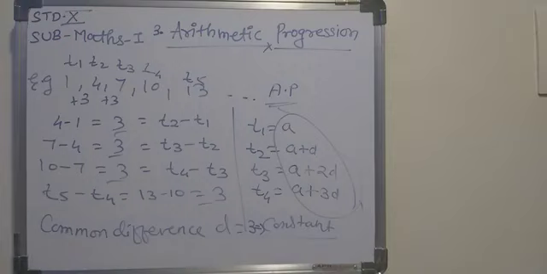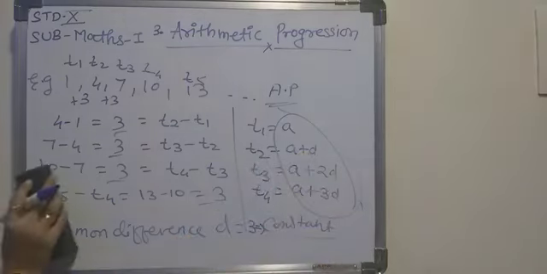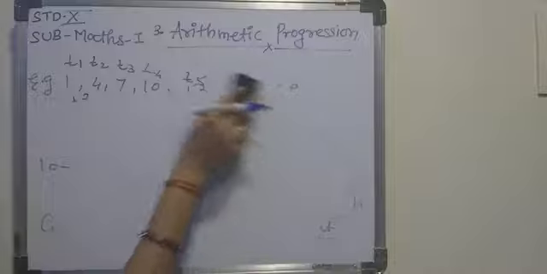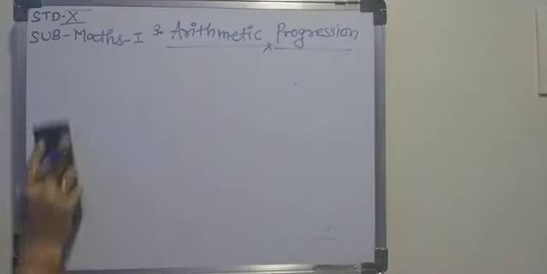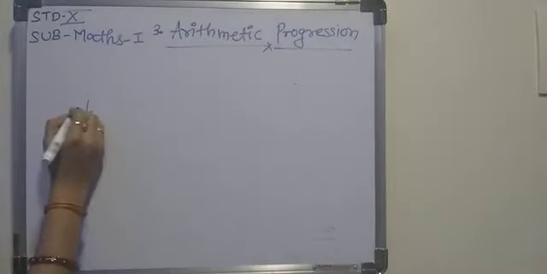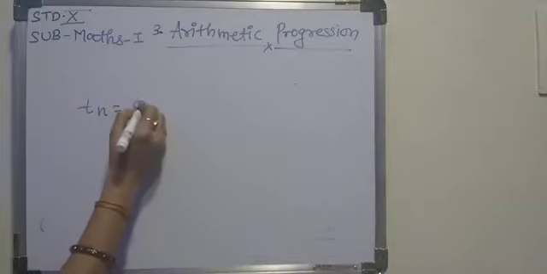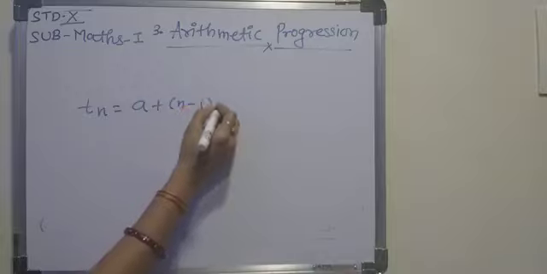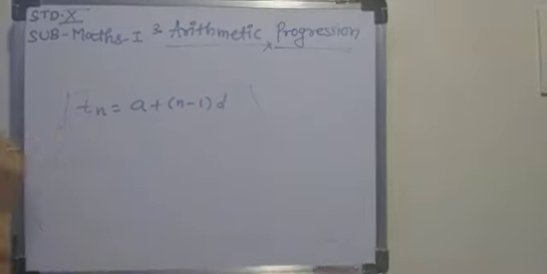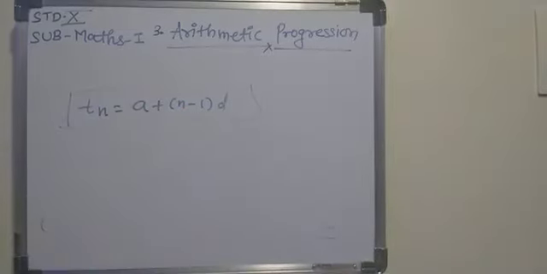Okay. So now we are going to solve an example. Again, you can see here 1, 2, 3, 4 and so on. So again you can write it as Tn, meaning the nth term, will be A plus n minus 1 into D. So this is nothing but your nth term formula for AP. Clear?